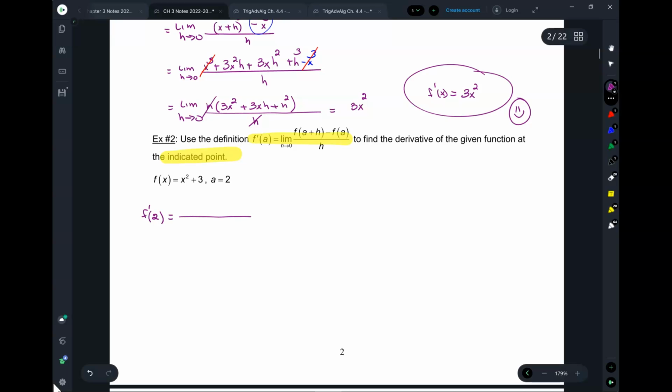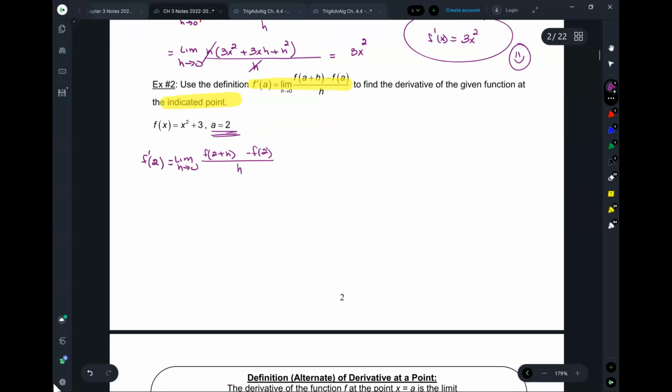And this is going to be the limit first. Wait, how do we know the point? It's said here. It's f of 2 plus h minus f of 2 over h. So this is the limit as h approaches 0 of f of 2 plus h, which is (2 plus h) squared, minus f of 2. What's f of 2? 2 squared plus 3. All over h.